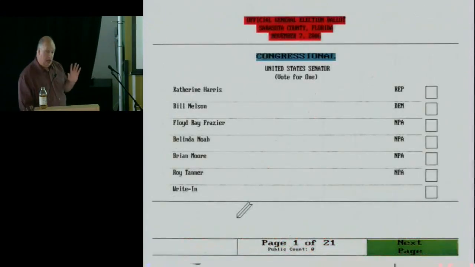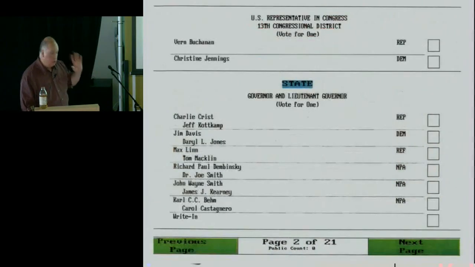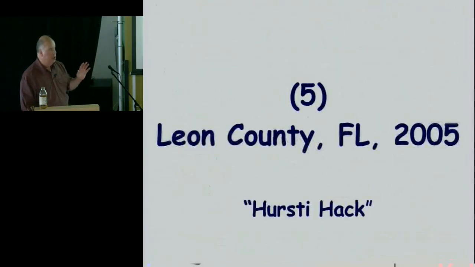Anyway, I don't want to spend my time on explaining what I think the problem was here, except to say that I think it was a ballot layout problem. I think this was a case where voters couldn't visually parse the ballot fast enough to see what happened. And I'll be glad in the question period or later to go over that if you want to see why I think so.